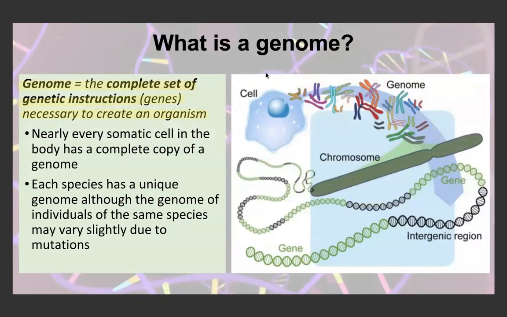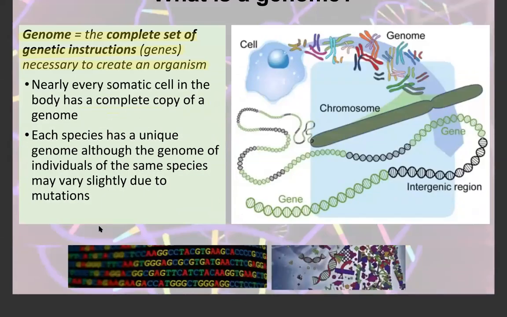So if we then move on to look at a genome, the genome is the complete set of genetic instructions necessary to create an organism. Almost every somatic cell in the body has a complete copy of the genome, and each species has a unique genome, although the genome of individuals of the same species may vary slightly due to mutations. Usually within the species, it has exactly the same genome, that's the general rule, but if we look closely, we can see that there might be a few differences within individuals of the species because of mutations.